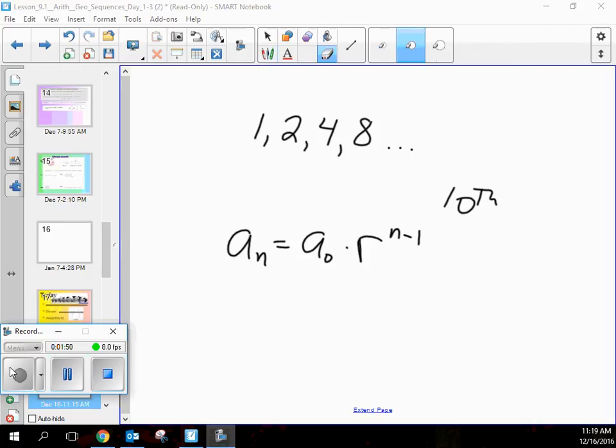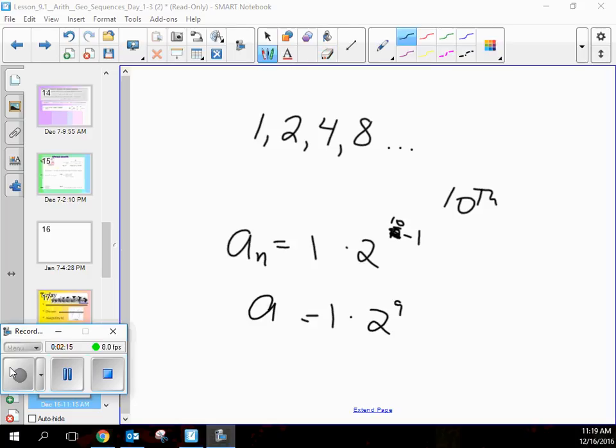Original amount's 1. Put a 1 here. Ratio's 2, because it's multiplying by 2 every time. And then n minus 1, what's that? 10 minus 1 is 9, so it's actually 1 times 2 to the 10th. No, 2 to the 9th, sorry. Yeah, I know, 1 times it is the same thing. Okay, so raise your hand if you got 2 to the 9th.